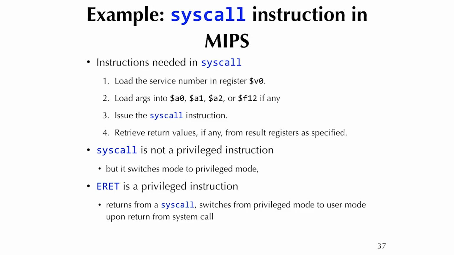Okay, no problem. So it loads up the V0 register with a call number, and then maybe, depending on the call, you may have additional arguments. Fine, the A0, A1, A2, these are for arguments, right? And so then it does a syscall. Then what happens? Well, it generates an interrupt-like behavior. So it doesn't actually do a subroutine call.